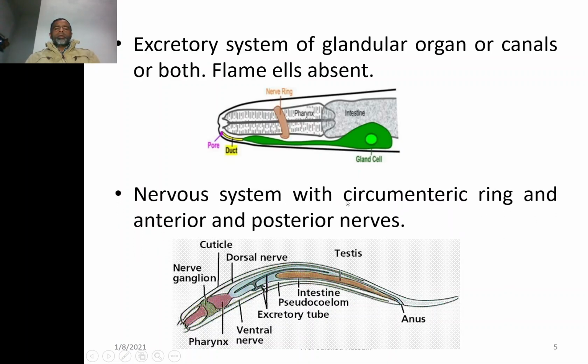Nervous system with circumenteric ring and anterior and posterior nerves. You can see this is the nervous system. The circumenteric ring is a ring which is encircling the pharynx region of the body, and then from this ring, anterior nerves are coming out, going to the head portion of the body, and then posterior nerves are also going, dorsal and ventral nerves, you can say, that are connecting the rest of the posterior portion of the body.